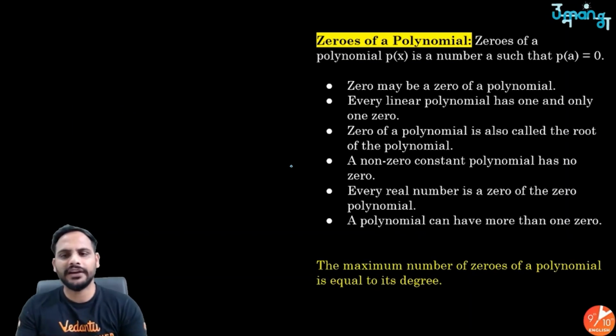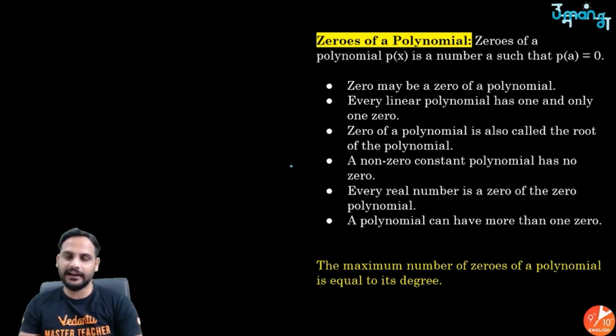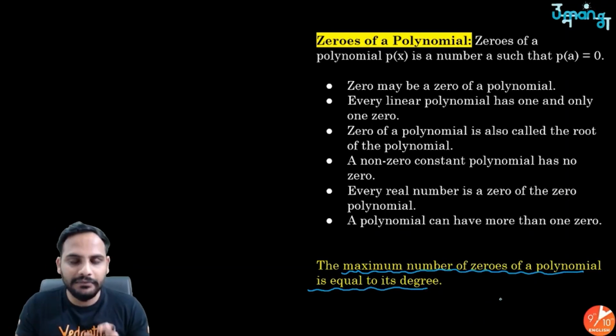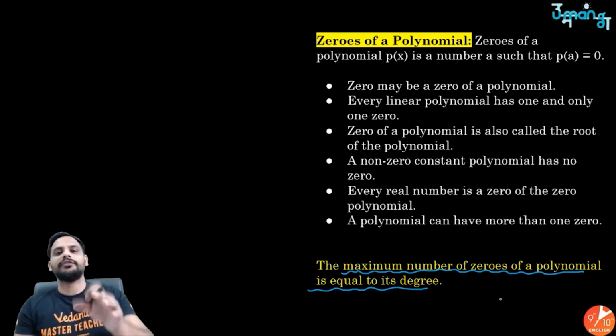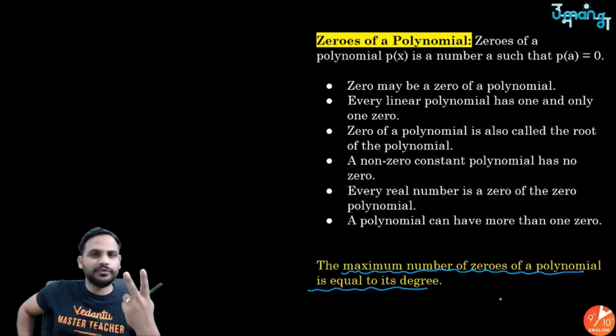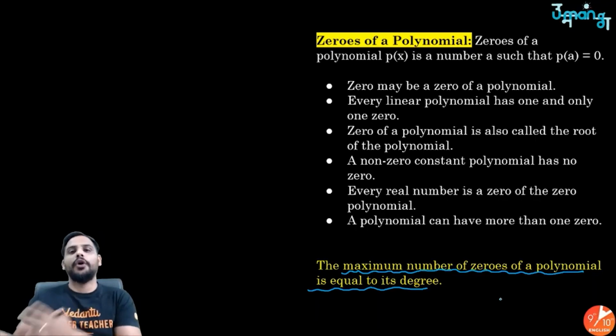Okay. Next part, zeros of a polynomial. So we need to find out the zeros of the polynomial. So zeros of the polynomial we will find out by doing the factorization. Okay, so all those we are going to understand. One more important thing you need to understand is the maximum number of zeros of a polynomial is equal to its degree. Maximum number of zeros a polynomial can have will be equal to degree. That means a quadratic polynomial will have maximum 2 zeros, a cubic polynomial will have maximum 3 zeros, linear polynomial will have maximum 1 zero, and so on.